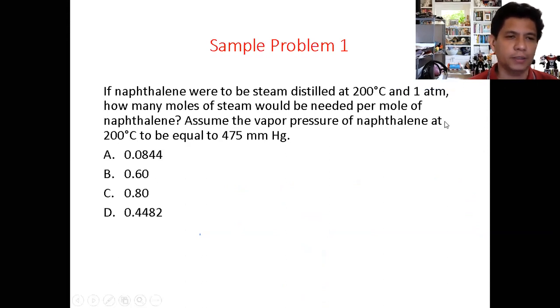Okay, let's try sample problem number 1. If naphthalene were to be steam distilled at 200 degrees Celsius and one atmosphere, how many moles of steam would be needed per mole of naphthalene? Assume that the vapor pressure of naphthalene at 200 degrees Celsius is equal to 475 millimeter mercury. So let's just recall our primary equation.